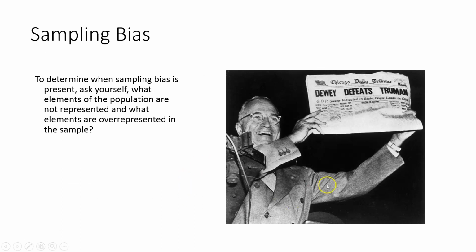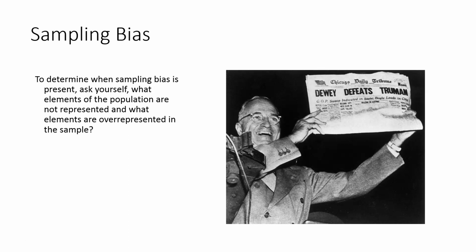In this picture, this is Harry Truman back in, I think it was 1946, when he ran for president against this guy named Dewey. I forget Dewey's first name. But there was a telephone survey that was done, and the telephone surveys all predicted that Dewey was going to win. And what happened was, back in 1946, it was really only the wealthier households that had a telephone.